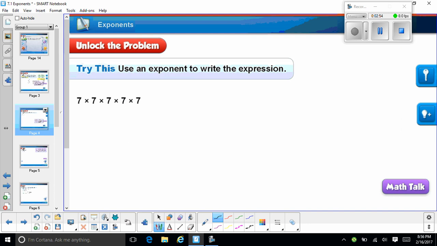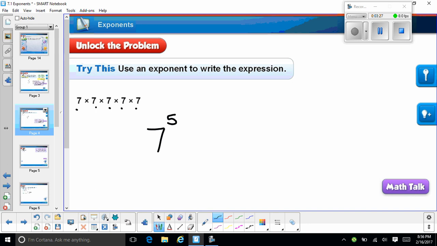Let's look at a different way that I have to solve this. In this part, you might have an expression, and this expression would be 7 times 7 times 7 times 7 times 7. So I want to take this expression and condense it into an exponent. Again, I see that 7 is being repeated, so I know that's my base number. And then I need to see how many times 7 is being repeated. Well, I see 1, 2, 3, 4, 5. And so in this case, I have the 5th power of 7.